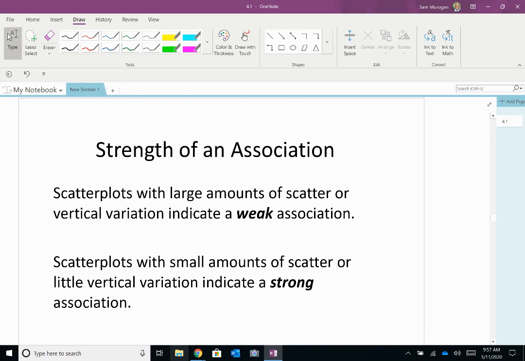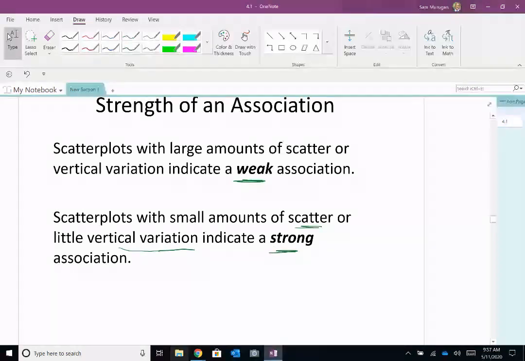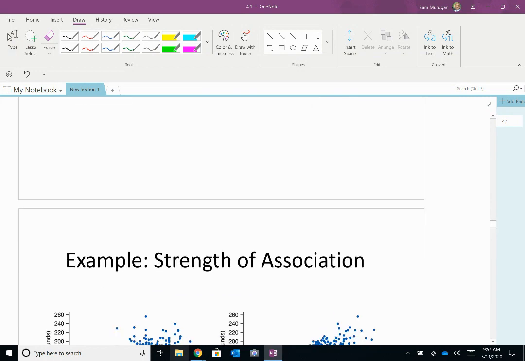Next, we can speak about the strength of the association, and actually, in chapter 4.2, we're going to talk more about this. Scatter plots with large amounts of scatter or vertical variation indicate a weak association. Scatter plots with small amounts of scatter or little vertical variation indicate a strong association. So let's look at some examples of this.